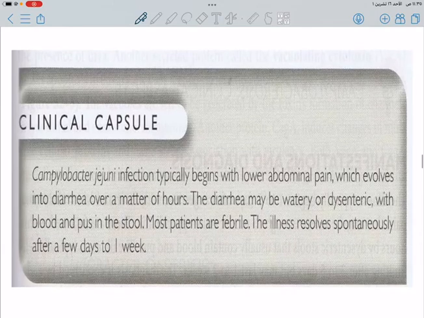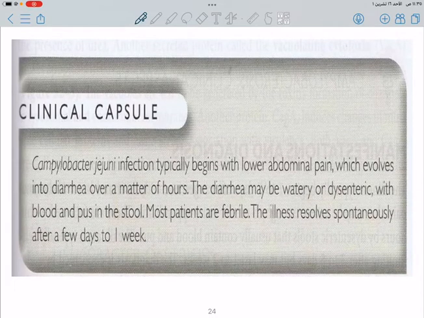The clinical capsule, as I said, you have to pay attention to the clinical capsule. Campylobacter jejuni can infect the intestine and cause lower abdominal pain. Usually it is a self-limiting disease. It will end by itself without any treatment, within a few days up to 1 week.